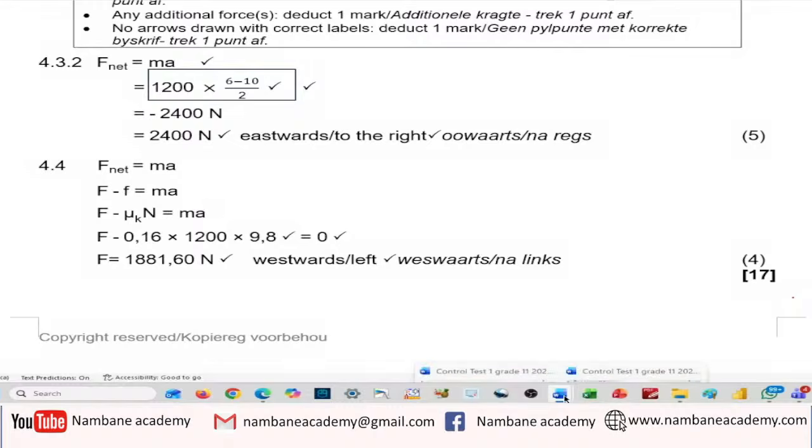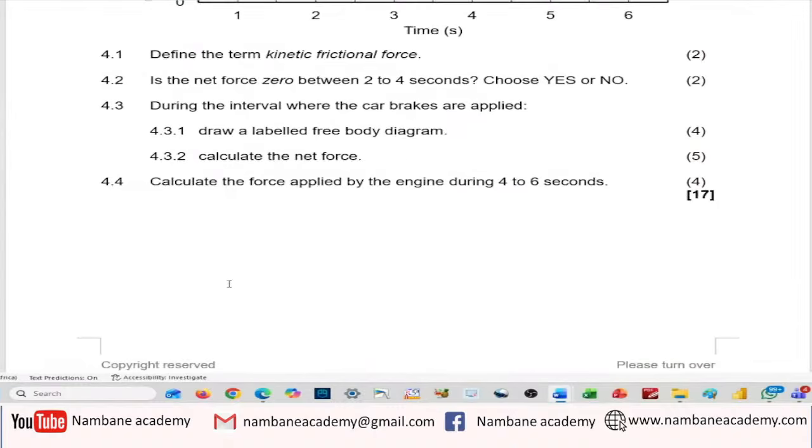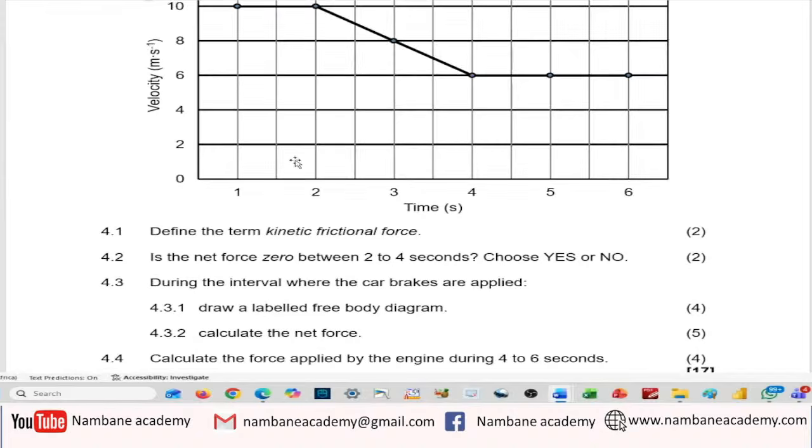Then question number 4.4. Learners are asked to calculate the force applied by the engine during 4 to 6 seconds. Now the car starts to move at constant velocity of 6. But for us to be able to do that, it means the force must be applied as you drive a car. You must apply a force there.